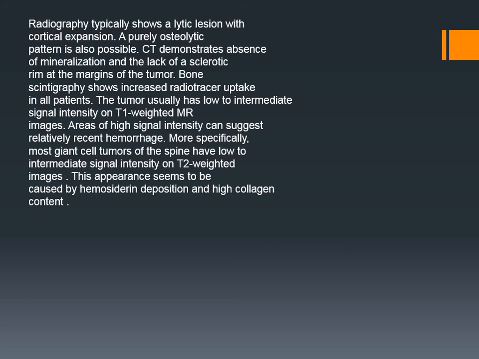The tumor usually has low to intermediate signal intensity on T1 weighted MR image. Areas of high signal intensity can suggest relatively recent hemorrhage. More specifically, most giant cell tumors of the spine have low to intermediate signal intensity on T2 weighted images. This appearance seems to be caused by hemosiderin deposition and high collagen content.